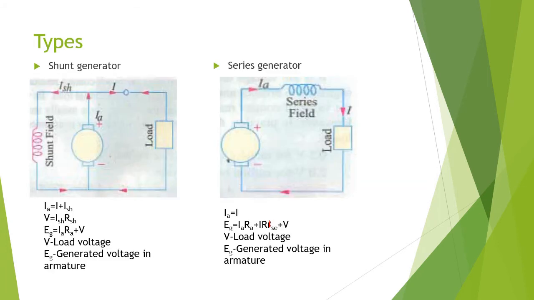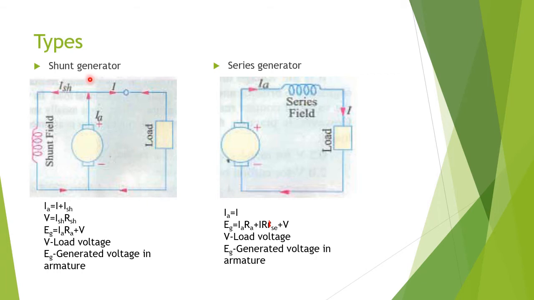So let us see the types of generator one by one. First, shunt generator. In shunt generator, the shunt field windings are connected in parallel with the armature and load. Now, the current flowing through the armature is taken as IA, the current through the shunt field winding is ISH, and the current through the load is I. Voltage across this load is V.